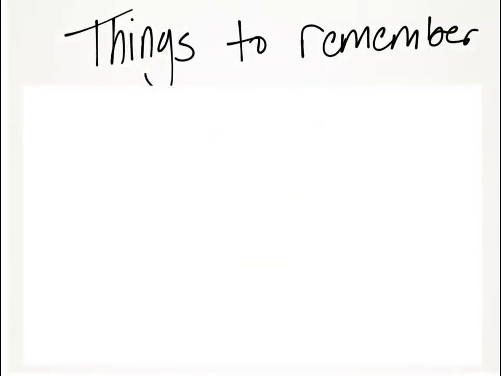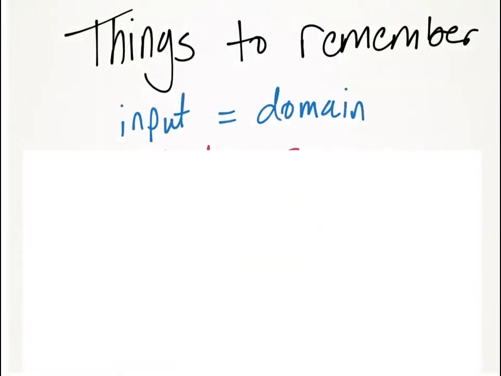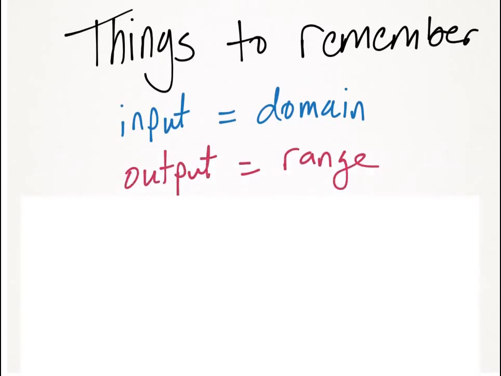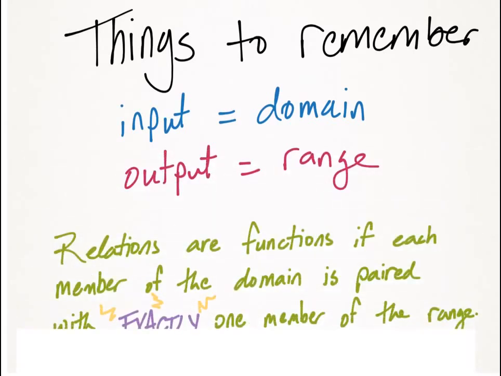So a few things to remember. Input is the same thing as domain, output is the same thing as range, and relations are functions if each member of the domain is paired with exactly one member of the range.